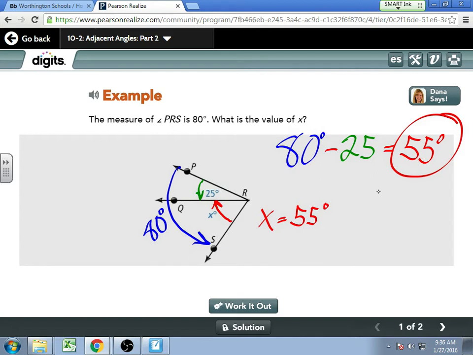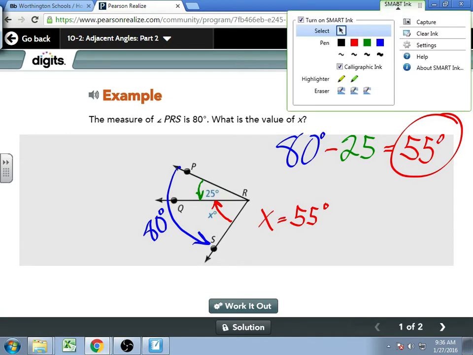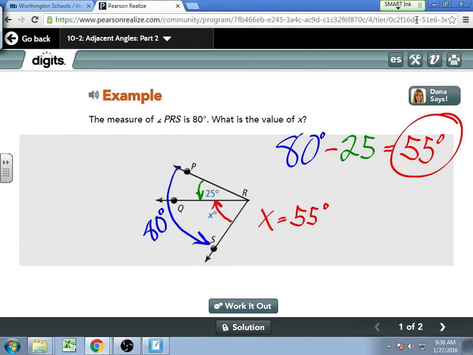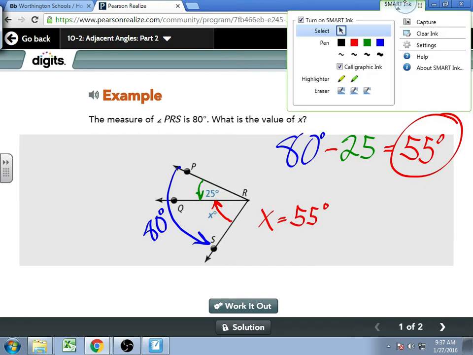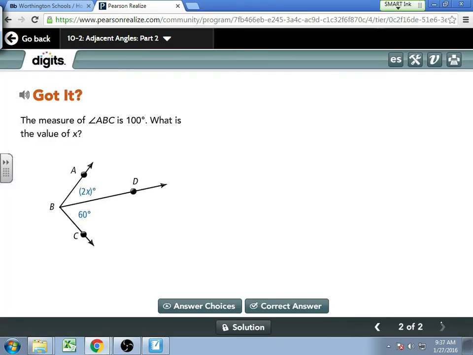Questions on how we do problems like that? No. You just have to look at it and figure out what it is that we're trying to do. What do I know that I can use to solve it? So try this on your own.